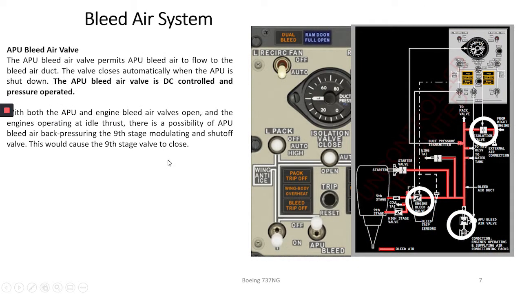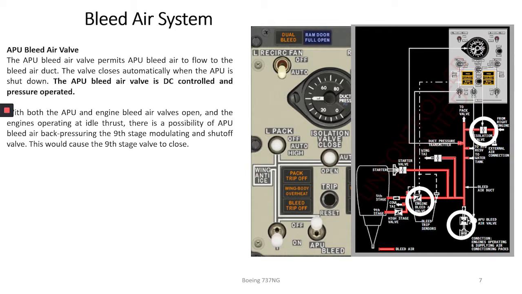Let's talk about the APU bleed air valve. The APU bleed air valve, which is located here, and this is a switch, it permits APU bleed air to flow to the bleed air duct. The valve closes automatically when the APU is shut down. The APU bleed air valve is DC controlled and pressure operated.